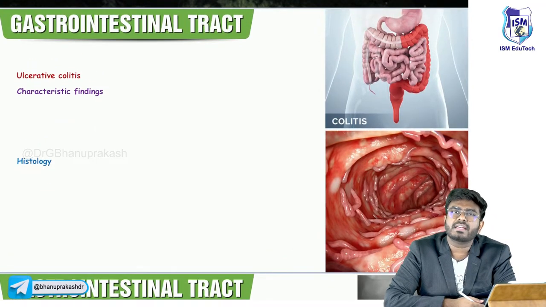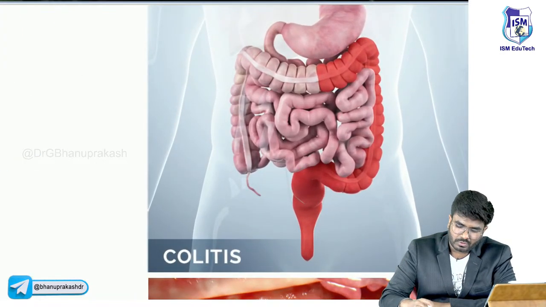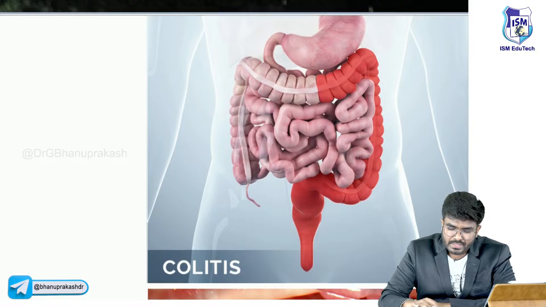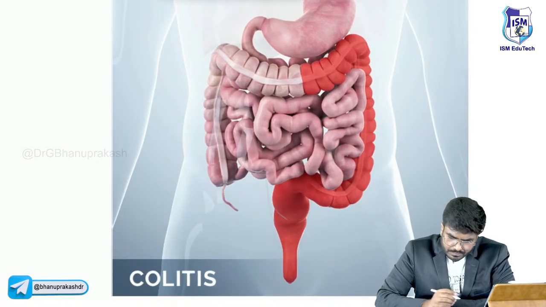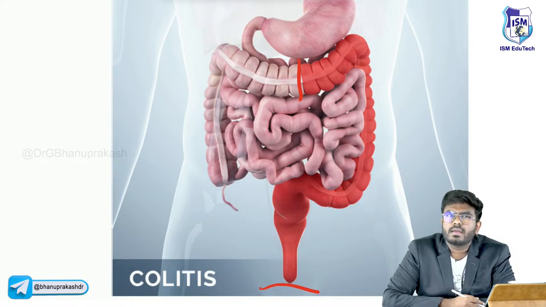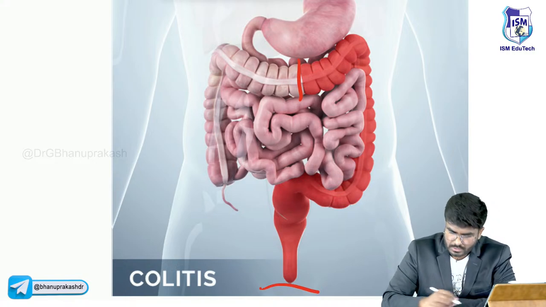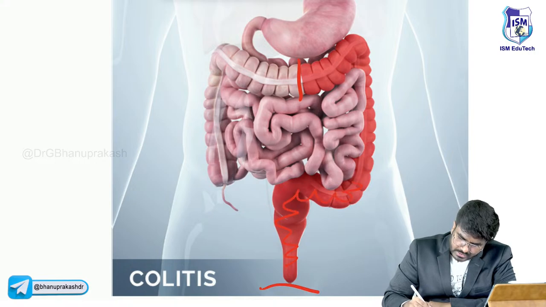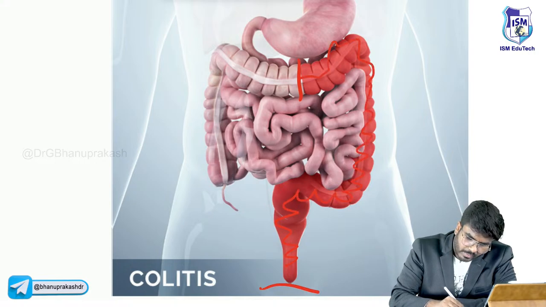Ulcerative colitis, the name is there. Colon is going to be the most commonly affected, sir. Look here: this red colored region is most commonly affected. Now, just tell me, is it a continuous involvement or is it a skip lesion? It's looking continuous, right? There is continuous inflammation.